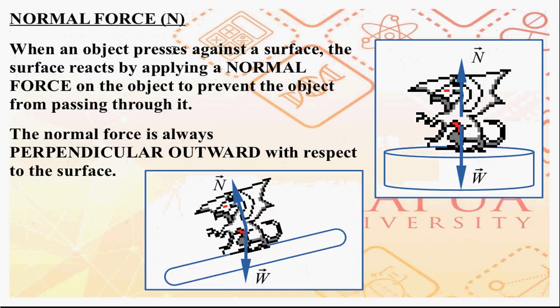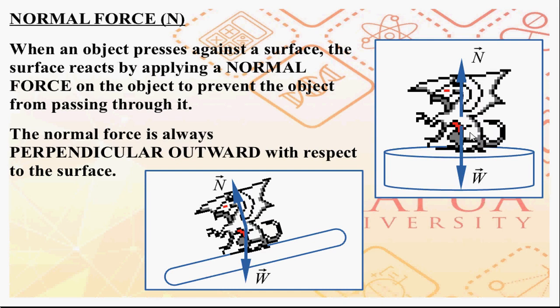Next we have the normal force, variable capital N. When an object presses against a surface, say you have an object placed on top of a platform, because the weight of the object is pressing into the surface, the surface will react by producing a normal force. The surface will react by applying normal force on the object to prevent the object from passing through.